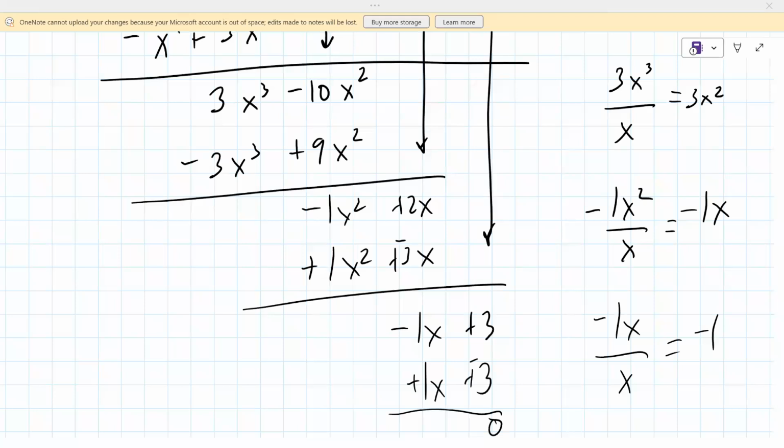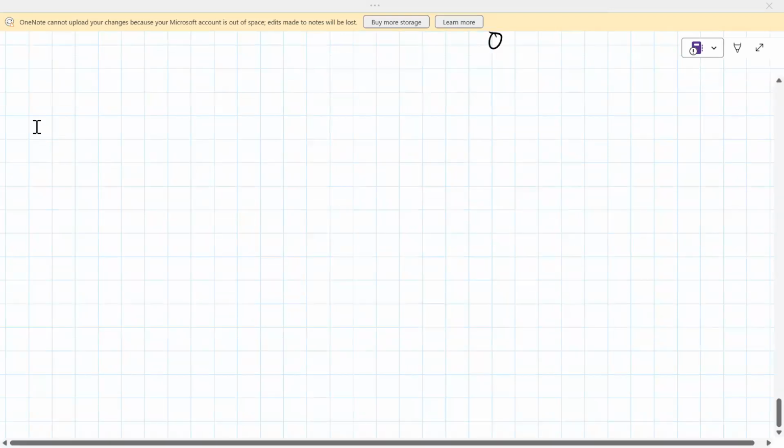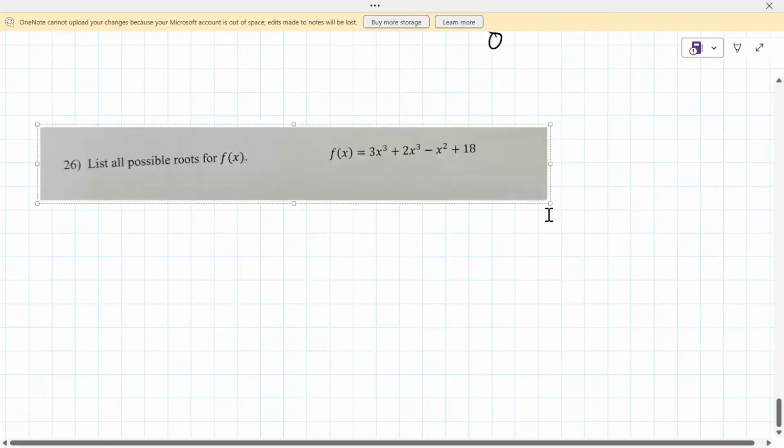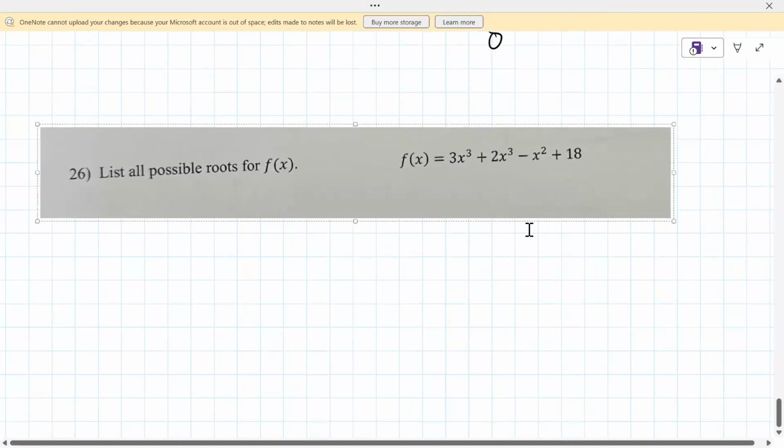26, and I think I got the rest. Okay. So list all the possible roots. Does that look right to you? Yes. All right. So there's this rational root theorem or something. It's got a name. I think that's what it's called.